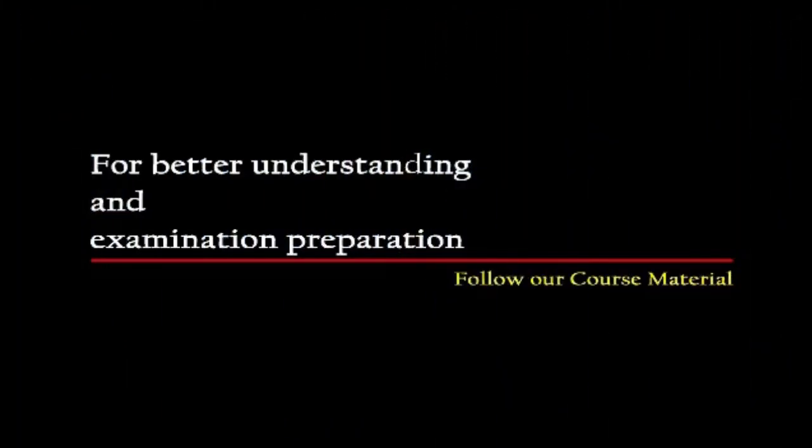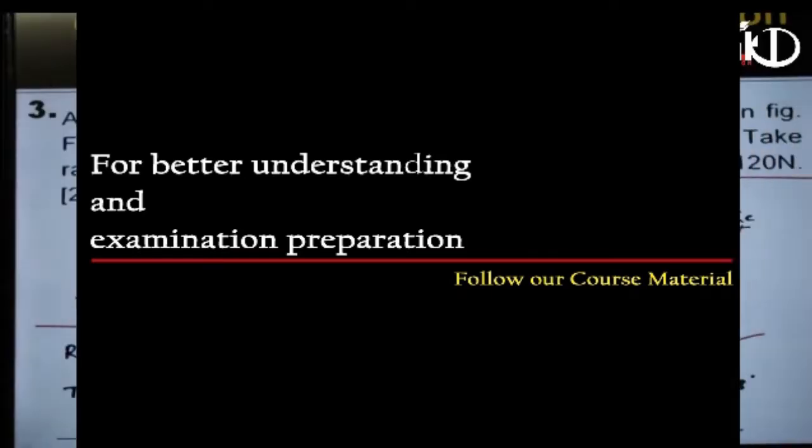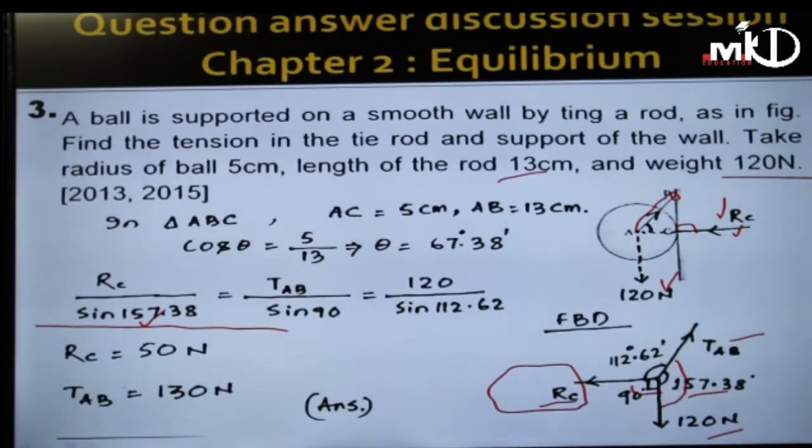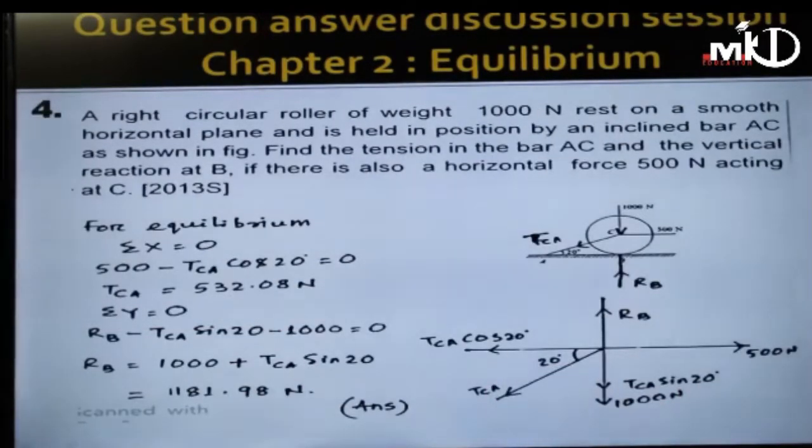So first if you take the RC force, RC by the sine of the opposite angle between the other 2 forces, which is 157.38. So put sin 157.38 equal to TAB, then this angle is taken, so sin 90, TAB by sin 90 equal to 120 divided by this angle, 112.62. So after solving you will get RC equal to 50 Newton and TAB equal to 130 Newton. So now come to the next question.